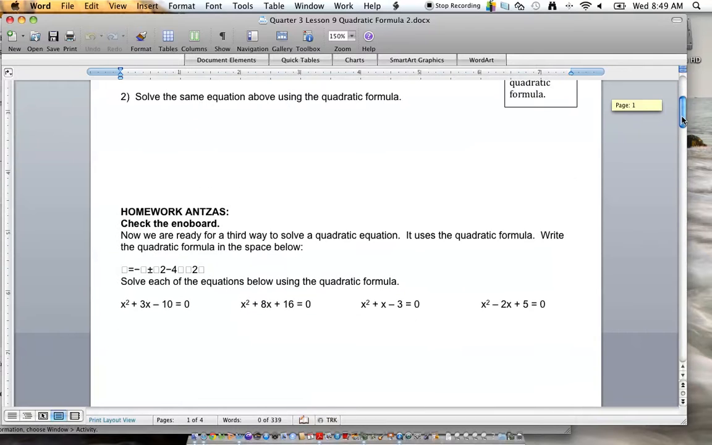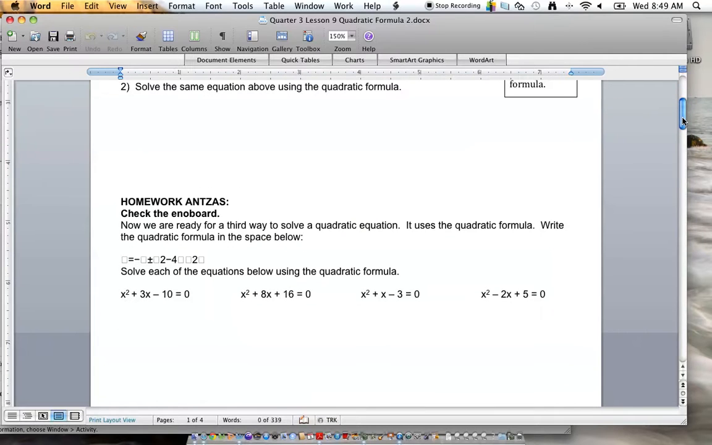Now, the first thing that we're going to have to do is write out the quadratic formula. And I'm going to go to this page here and write out for you the quadratic formula. Don't be scared.